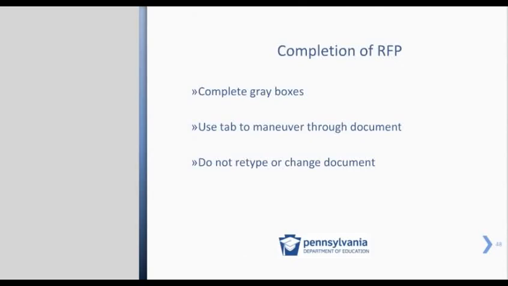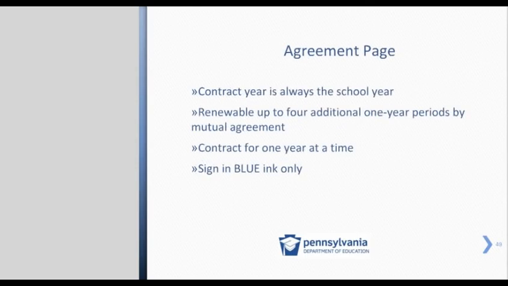Only the gray boxes are fillable. Use the tab button to move from field to field throughout the standard RFP. Once again, the Division of Food and Nutrition will not accept documents that are retyped or changed in any way or added to. The agreement page is the first official page of the contract. This is where both parties will sign in blue ink after the Division of Food and Nutrition reviews the proposed contract and it's returned to the School Food Authority. The contract year is always the school year. These are only 1-year contracts with up to 4 options to renew.